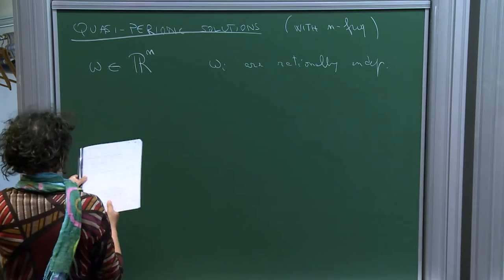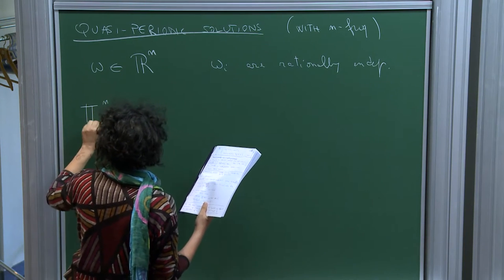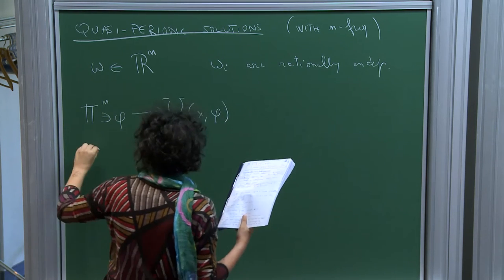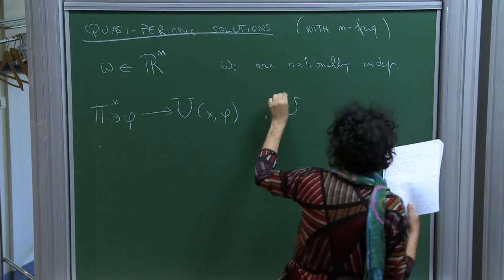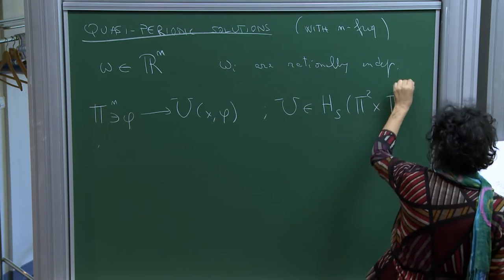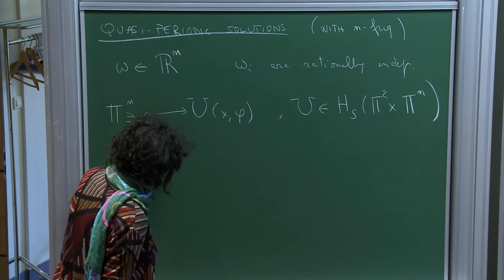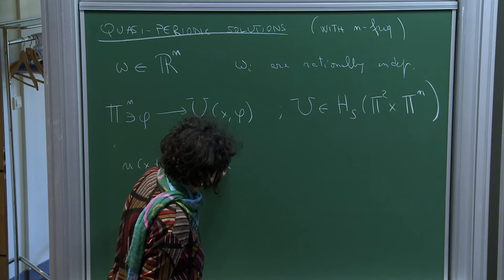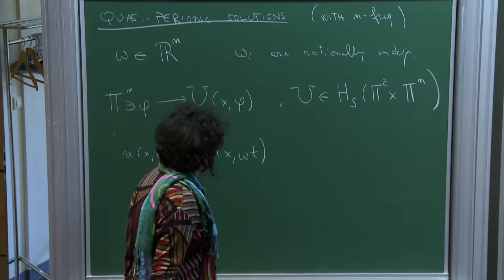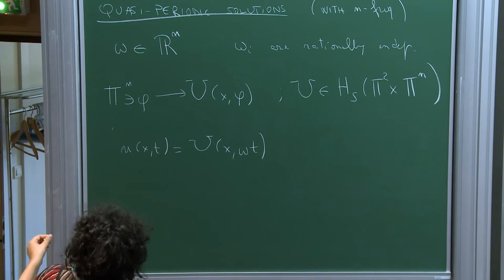And then I want a map from a torus T^n into my solution space. So here goes a function capital U of x and phi. And this capital U, my torus embedding, will live in H^s of T^2 times T^n. So you see I have an n-dimensional torus. And then the relation is that my solution is simply capital U computed at x and omega t. Okay? I'm writing too big because I wanted to put here also the energy cascade solutions. Let's see if they fit.